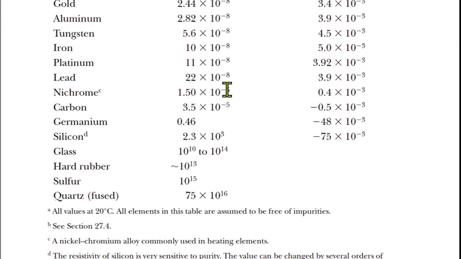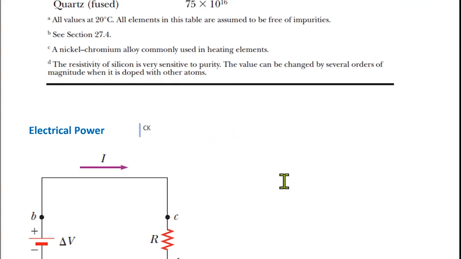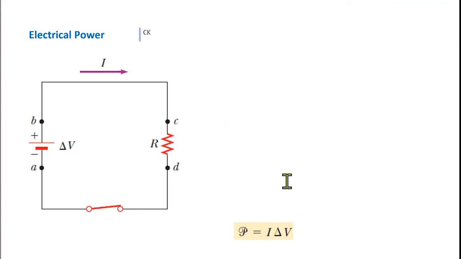And then you go down, and these are insulators. Things like this do not really let the current through. With enough voltage, if the potential difference is strong enough, it will still go through, but for all practical purposes, these are insulators. Okay, then electric power.